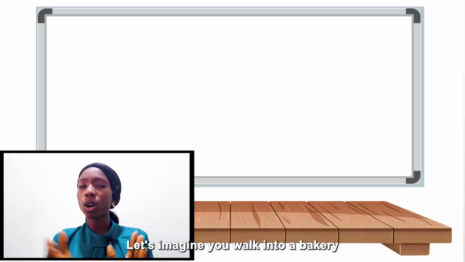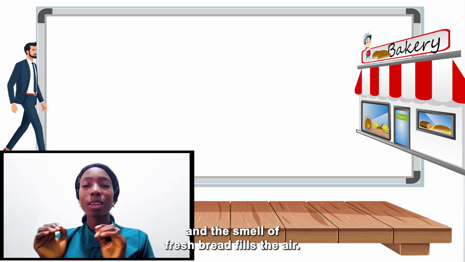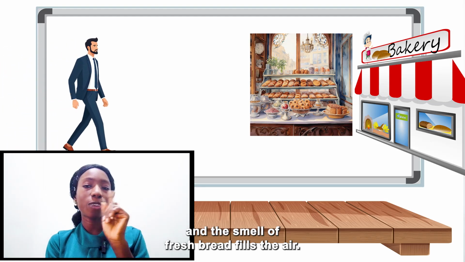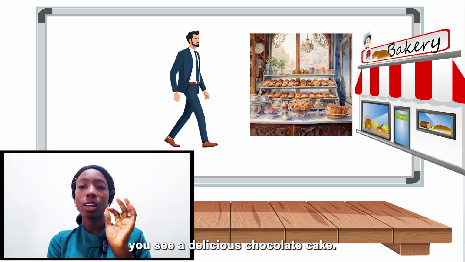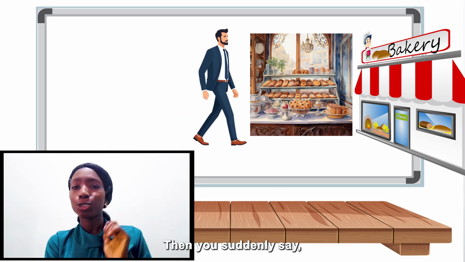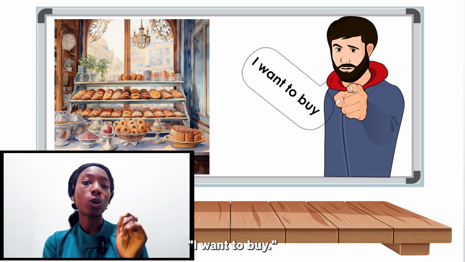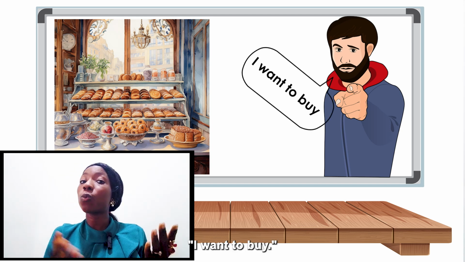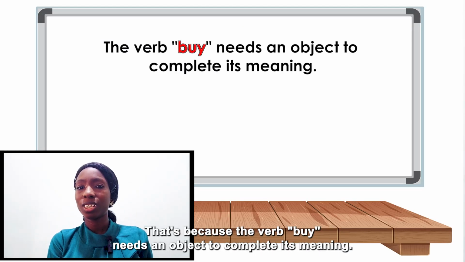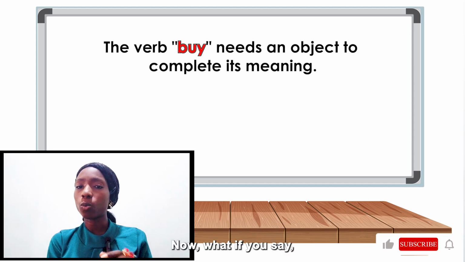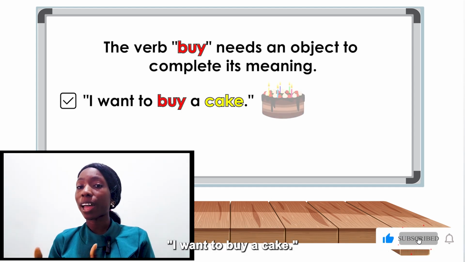Let's imagine you walk into a bakery and the smell of fresh bread fills the air. Also, by the display glass shelf, you see a delicious chocolate cake. Then you suddenly say, I want to buy. Buy what exactly? The sentence feels incomplete, right? That's because the verb buy needs an object to complete its meaning. Now, what if you say, I want to buy a cake?